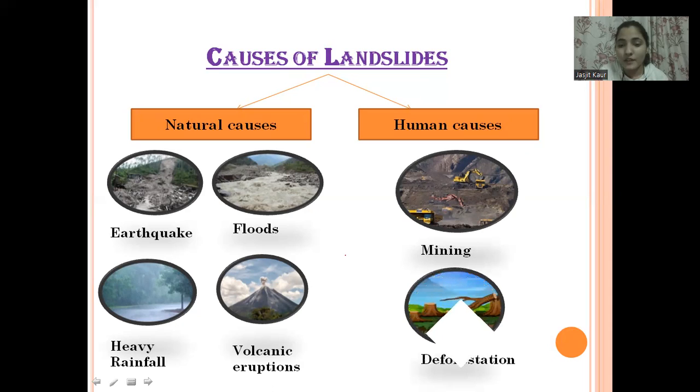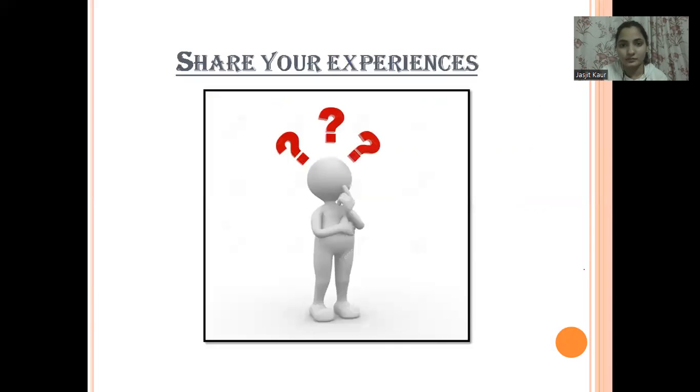And after this, we have deforestation. Suppose this is a mountain and trees are growing in this particular area. The roots of these trees hold the soil very tightly. So when the trees are cut down, deforestation happens, then the soil loosens up, and whenever there is heavy rainfall or floods, the top layer of the soil starts eroding down and a landslide will take place. So these are the different causes due to which landslides occur.